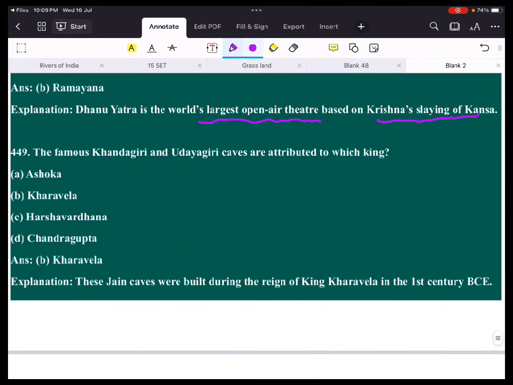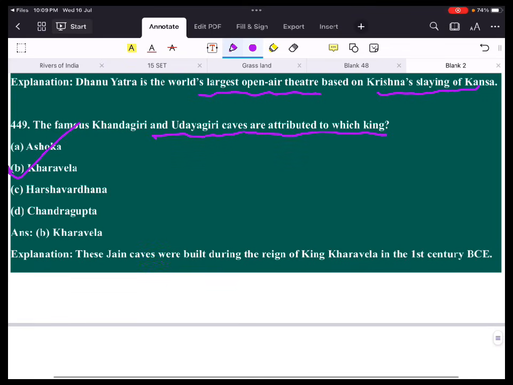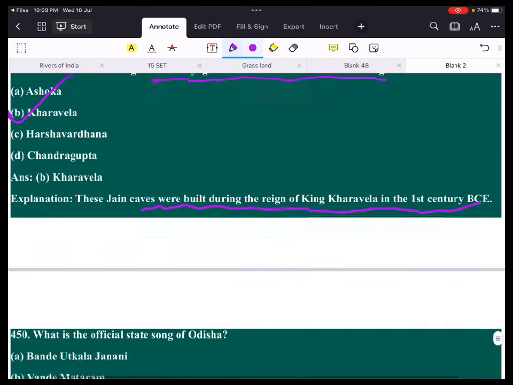The famous Khandagiri and Udayagiri caves are attributed to which king? That is option B, King Kharavela. The Jain caves were built during the reign of King Kharavela in the 1st century BCE.